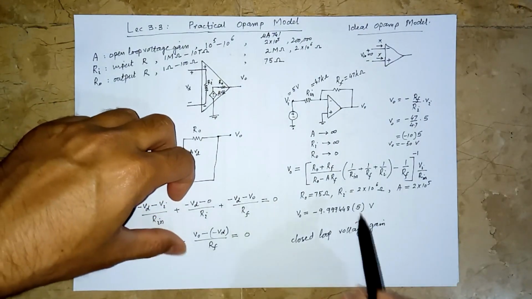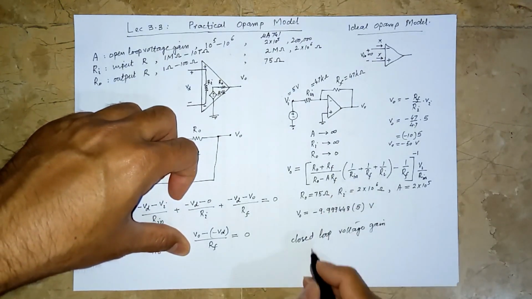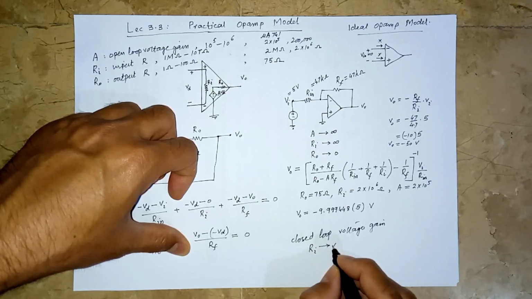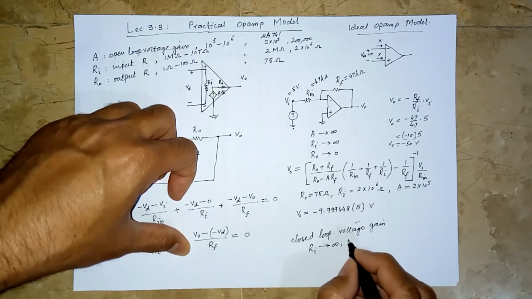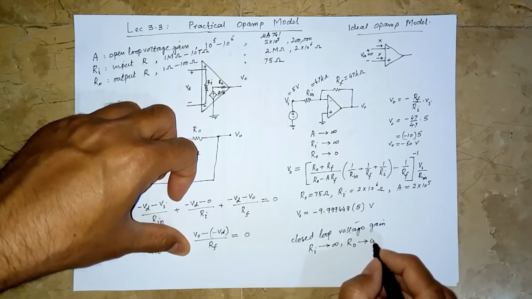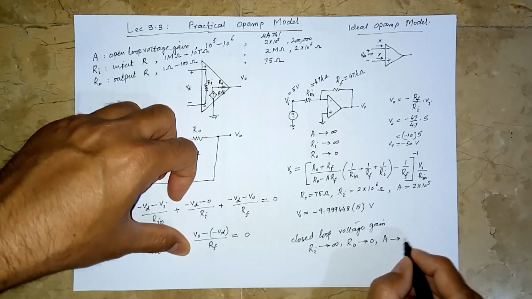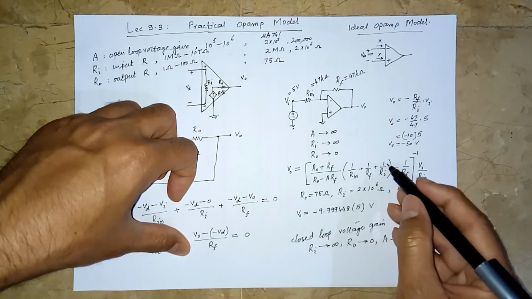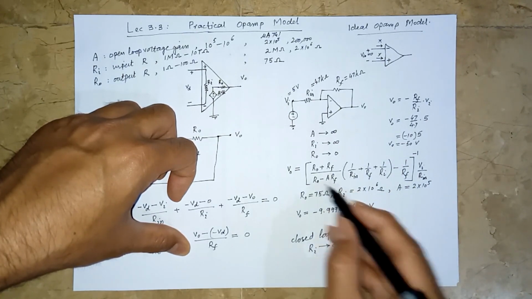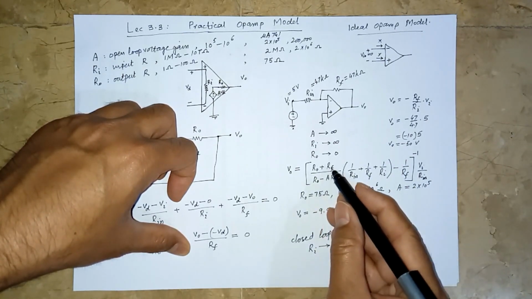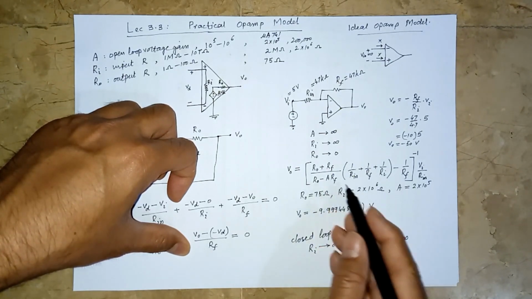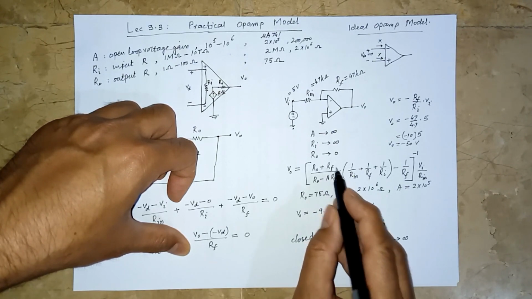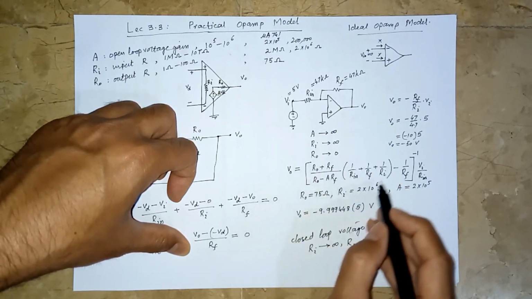Even mathematically, if we put in this equation Ri, the input resistance, to be infinity, and Ro, the output resistance, to be 0, and the open loop gain to be infinity, then 1 over Ri is going to become 0, Ro would become 0, so Ro plus Rf would become Rf, and A into Rf would become infinity. So something over infinity is going to be 0. So this whole term will become 0.